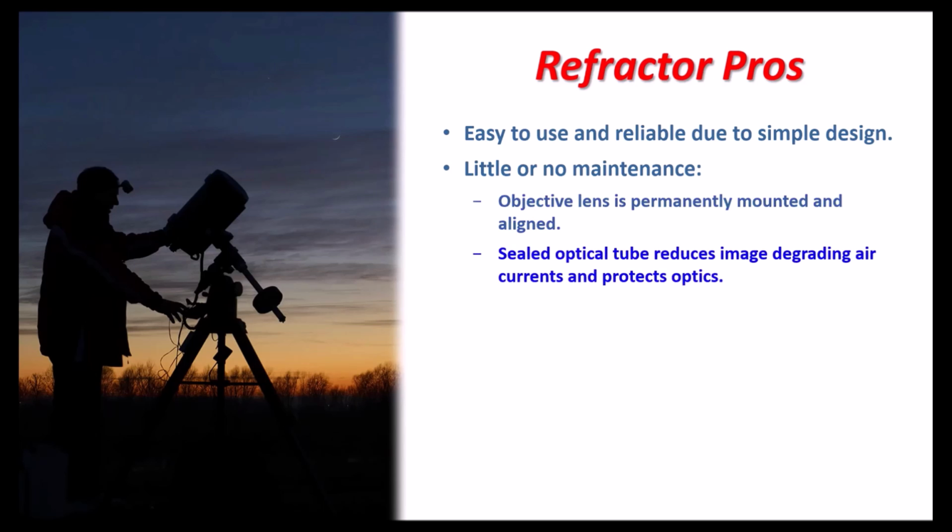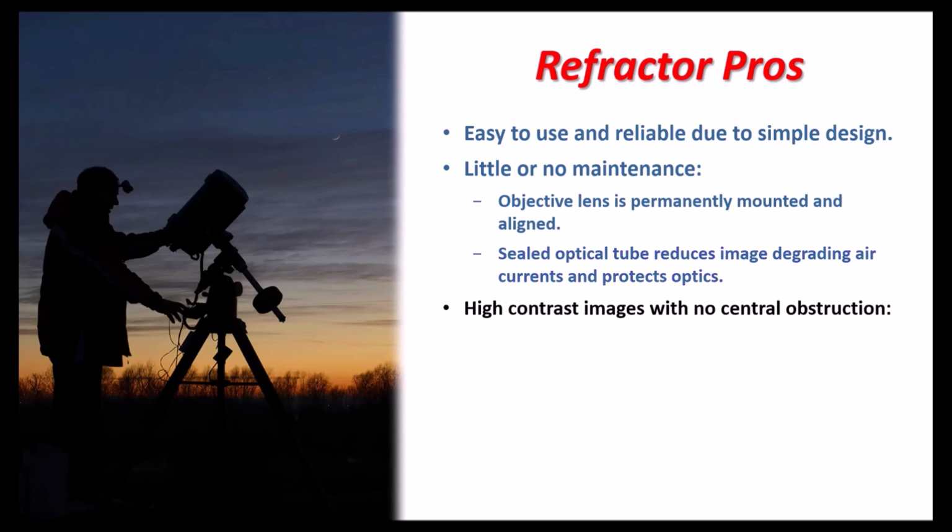The sealed optical tube reduces image-degrading air currents and protects the optics, at least on the inside. So you never have to worry about dust and humidity getting on the inside of the telescope, unless you have to take it apart or something.